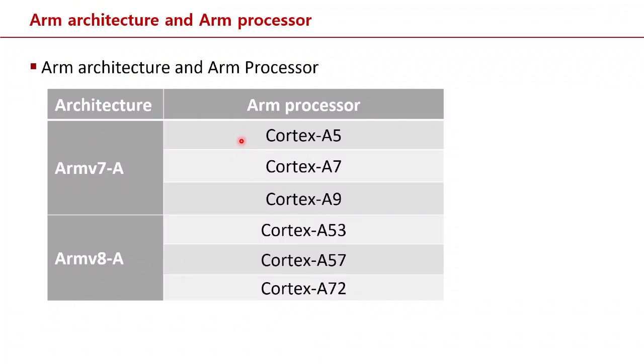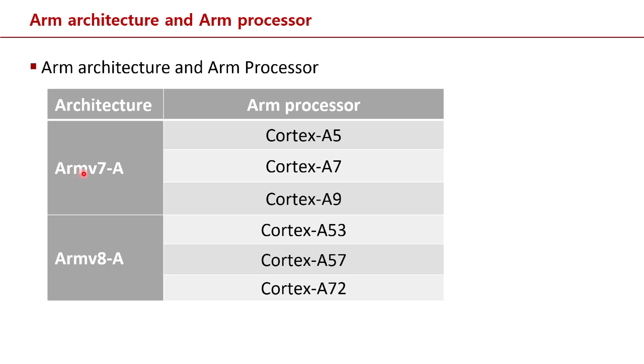Now let's talk about the product line of the ARMv7-A architecture and ARMv8-A architecture. Those architectures are one of the profiles of the ARM processor. The ARM architecture provides three different architecture profiles: the A profile, the R profile, and the M profile. But in this table, what you can see is the product line of ARM processors in the A profile architecture.